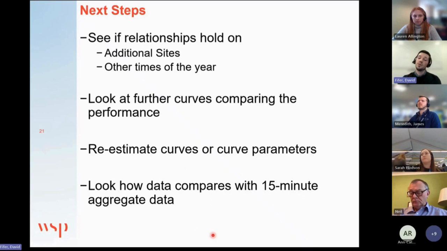And to do this, we'd probably need to look at how minute by minute data compares with the 15-minute publicly available data that we often use. So seeing, would a fitted curve actually go through that 15-minute data, or is it the minute by minute that allows the accurate plotting of a speed flow curve?